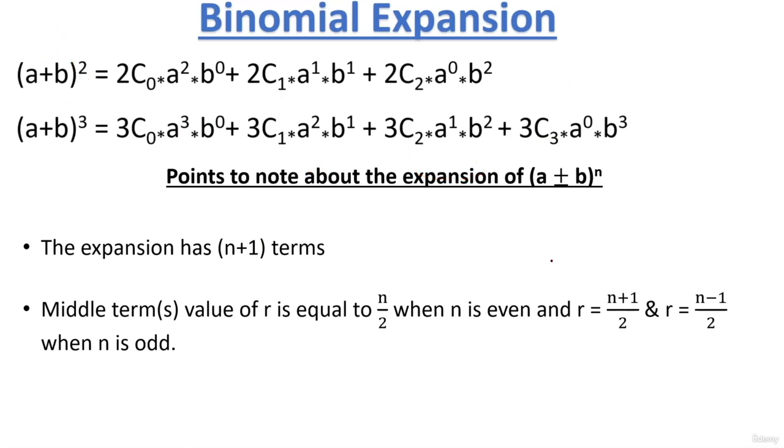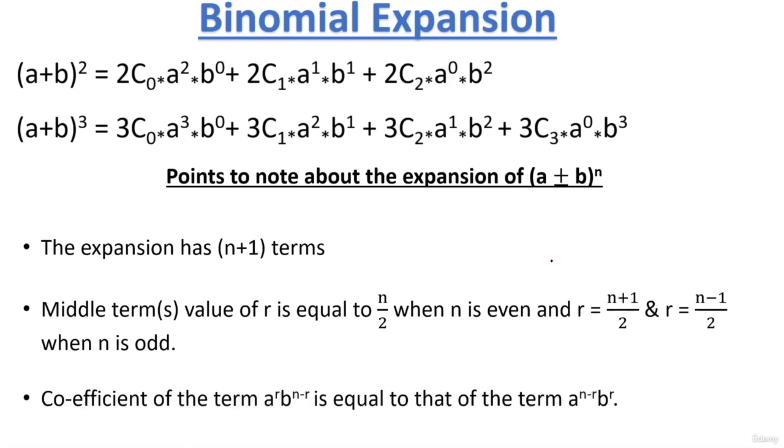So whenever we have (a + b)^n, if the value of n is even, there will be only one middle term, which will occur when r is equal to n/2. And if n is odd, there will be 2 middle terms, r equals (n + 1)/2 and r equals (n − 1)/2.